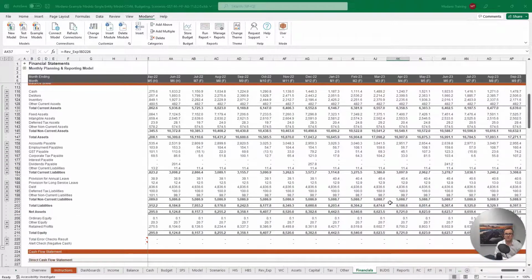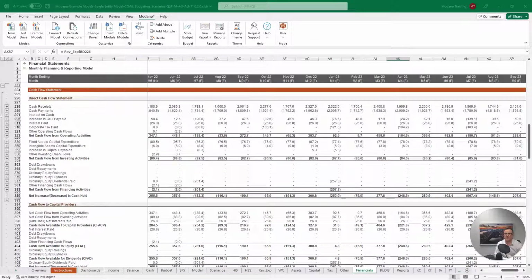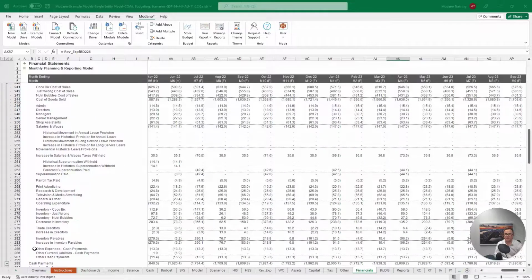Scrolling to the bottom of the same sheet to look at our cash flow statement, if we expand our cash payment section, locating our other expenses category at the bottom, and again looking at April 2023, we can see the same 13.7 hitting our cash flow statement.